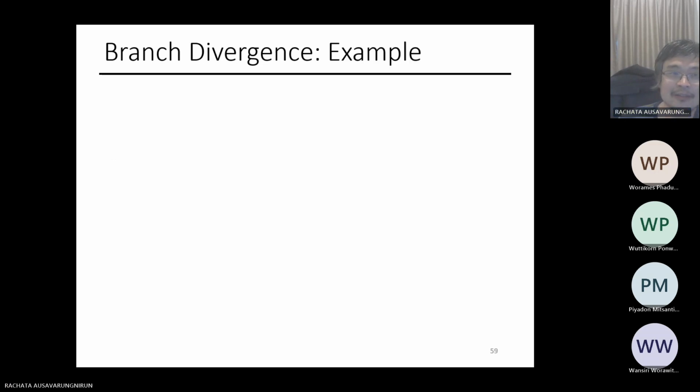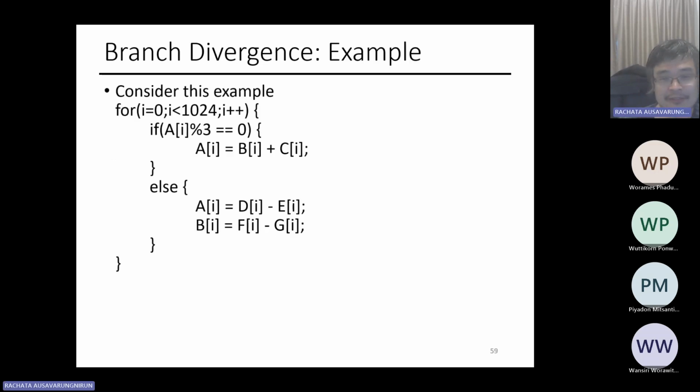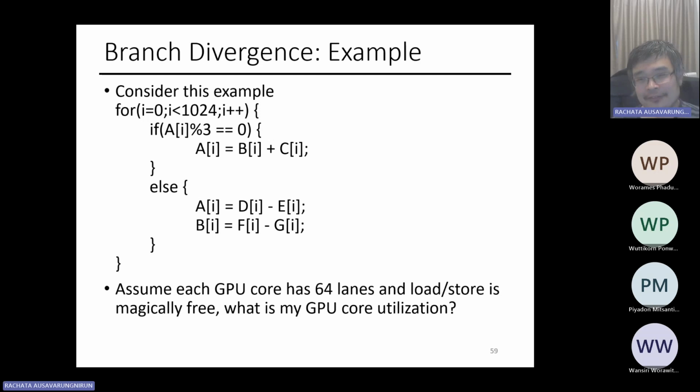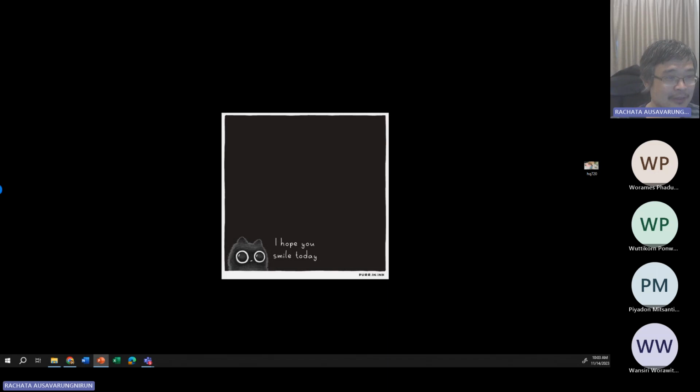All right. For example, let's consider this. I have an array A that has random values. Can you answer this question? If I have 64 lanes, okay, actually let me change the number quickly here so that it makes things a little, oh, sorry.